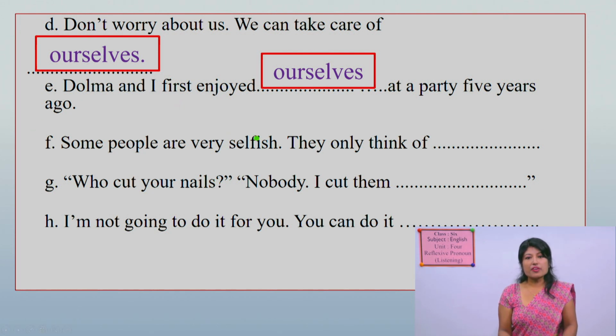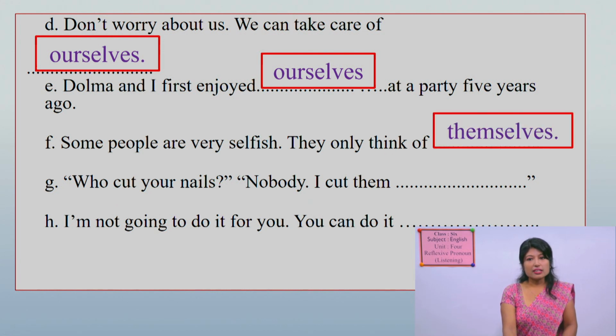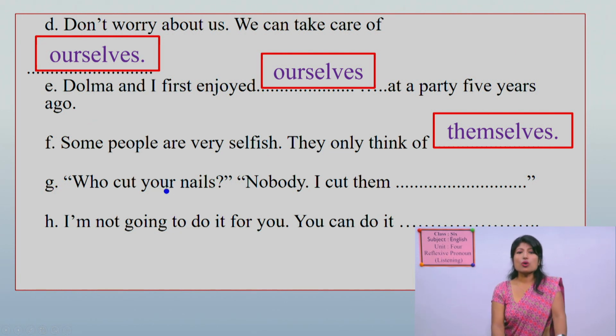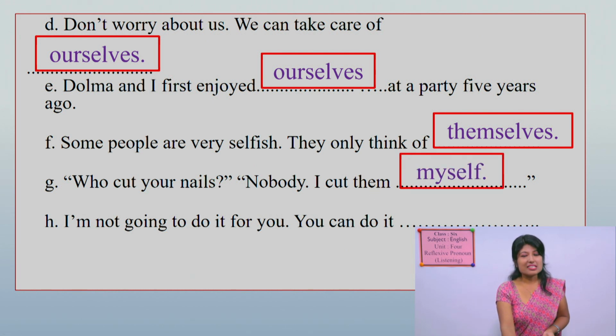Number F: Some people are very selfish. They think of themselves. Yes, they think of themselves. Now, number G: Who caught your nails? Nobody. I caught them. So, I. What is the reflexive pronoun for I? Myself. Yes, myself is the right answer.